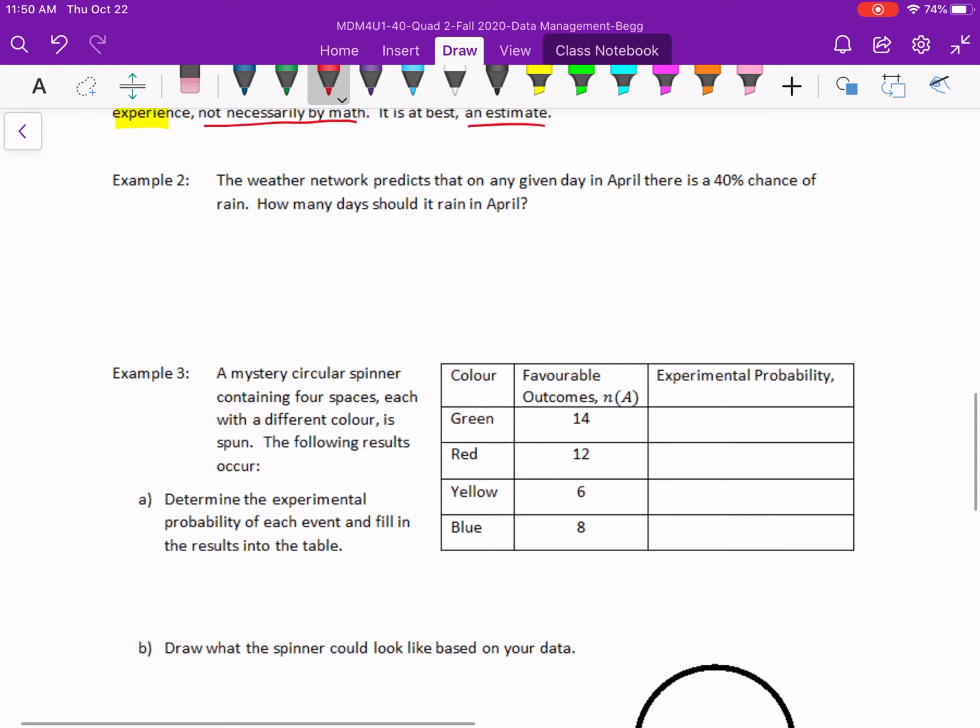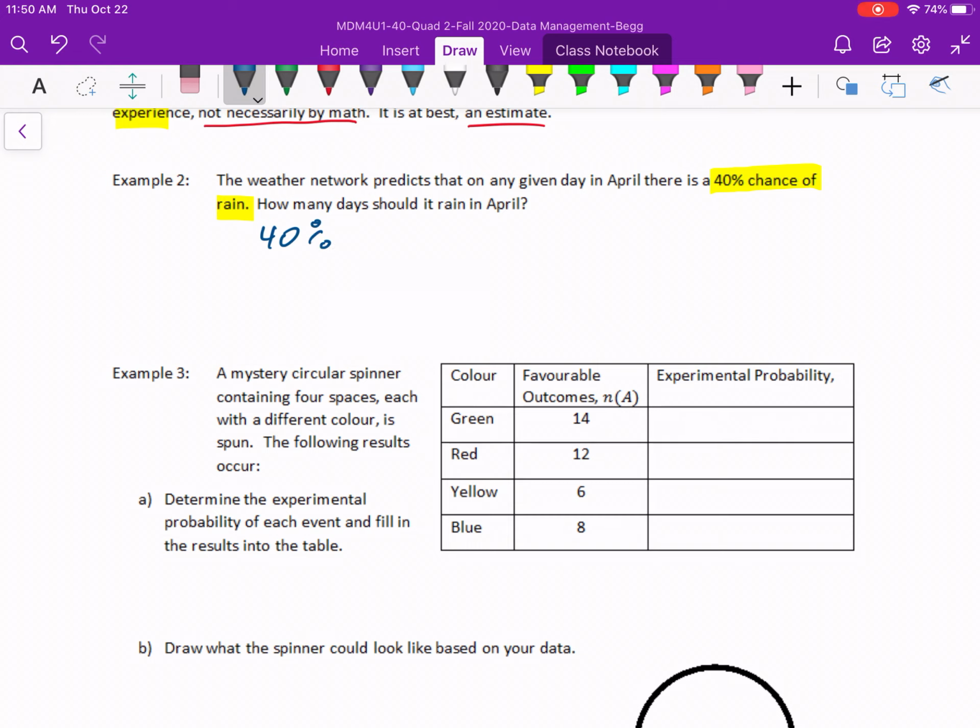Anyway, once I've got that probability, I can use it to make predictions. The Weather Network predicts that on any given day in April, there's a 40% chance of rain. How many days should it rain in April? Okay, well, we want 40%.